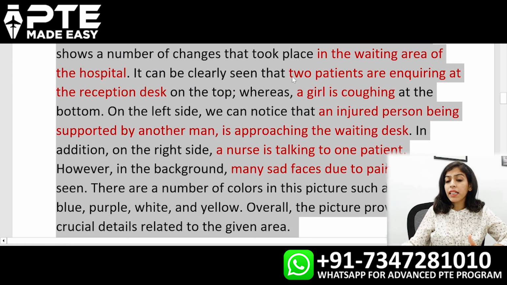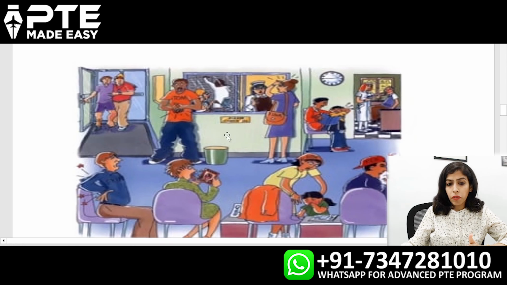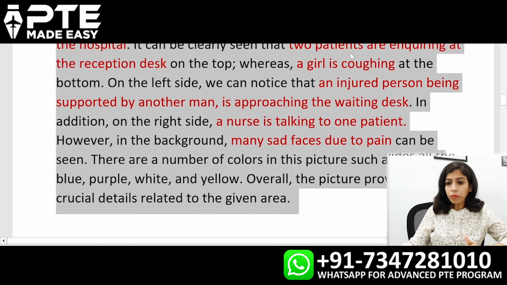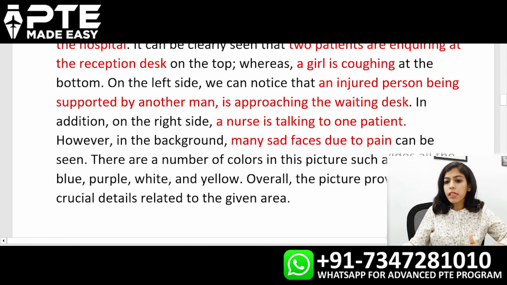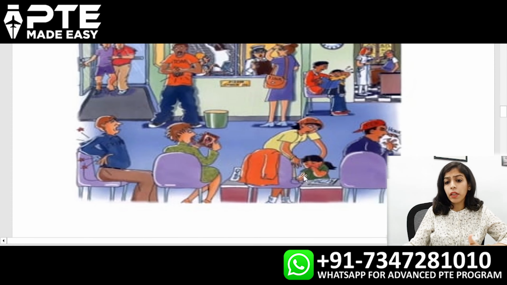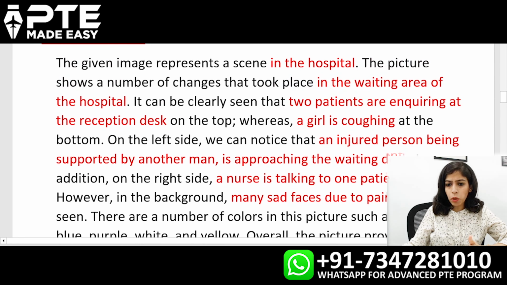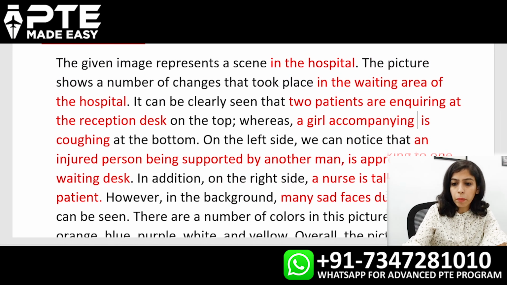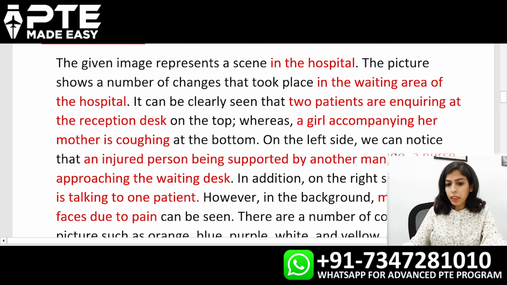Now, it can be clearly seen that two patients are inquiring at the reception desk on the top. So, if we look here, there are two patients here and they are inquiring at the reception desk of the hall, okay, of the hospital. Now, next, whereas a girl is coughing at the bottom. Here we can see a girl accompanying her mother is coughing at the bottom. Okay? This is what is happening. A girl accompanying her mother, as in she's with her mother, is coughing at the bottom.